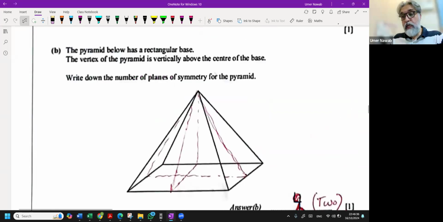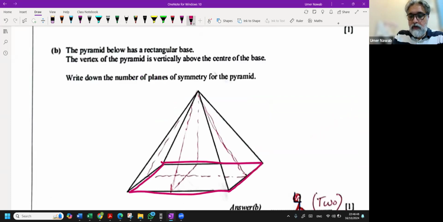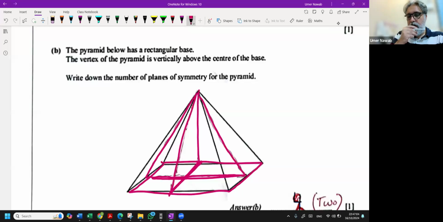Now I have a 3D symmetry in front of us. We have a rectangular based pyramid. So this is a rectangle. You remember a rectangle has how many lines of symmetries? 2 lines of symmetries. So if I draw this, this, and this, how many planes of symmetries can I draw? Obviously, 2 planes of symmetries can be drawn.